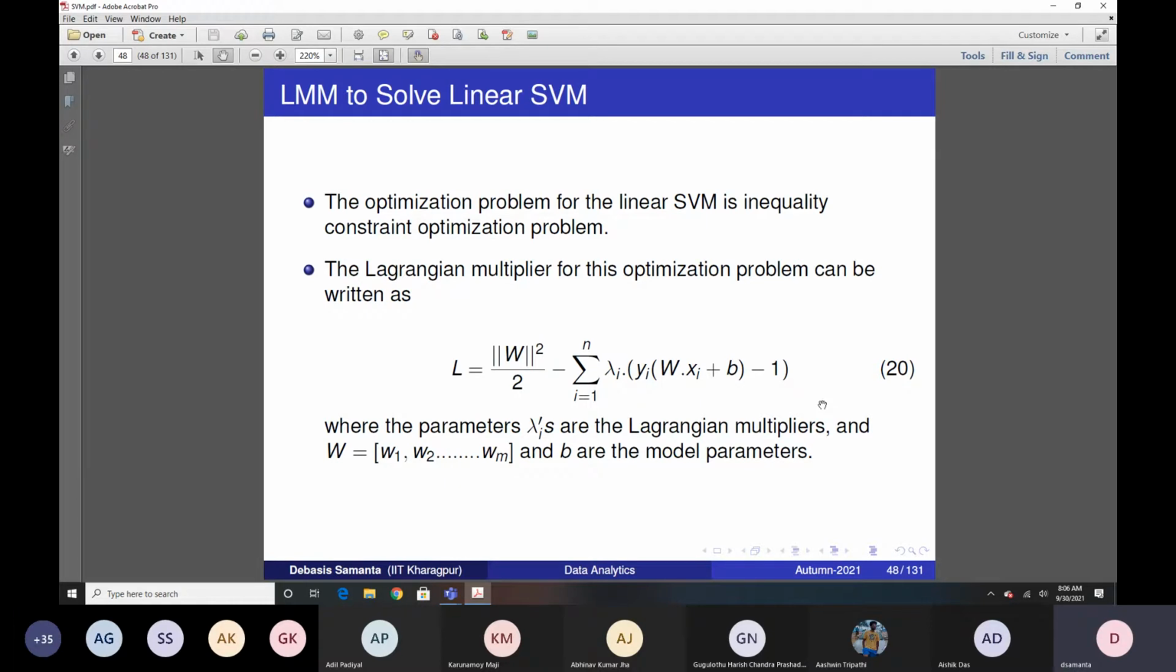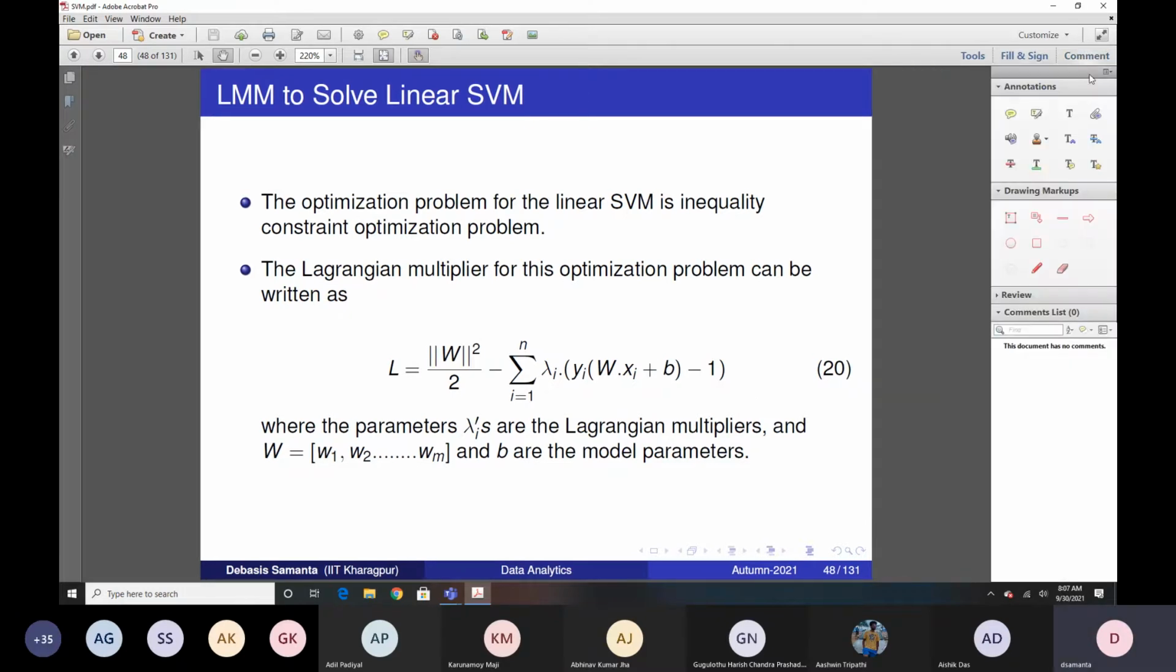So it is equivalent: w square by 2, and then plus lambda i into all constraints. Each constraint that is given there is yi (w dot xi plus b) greater than or equal to 1. But it needs to be less than or equal to 0, right? That is why we can take the negative sign, and therefore we can write lambda i into yi (w dot xi plus b minus 1), because this part, if you check it, is less than or equal to 0. But here the minus sign is there, so it is minus.